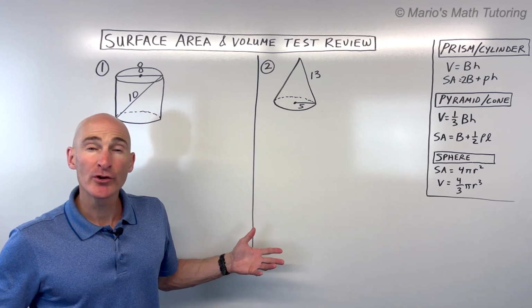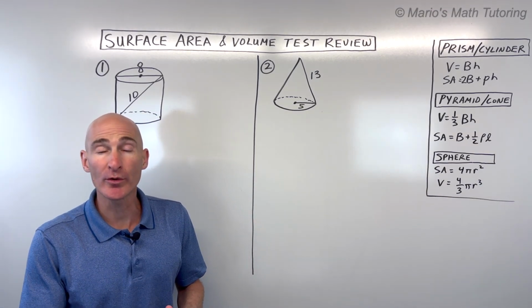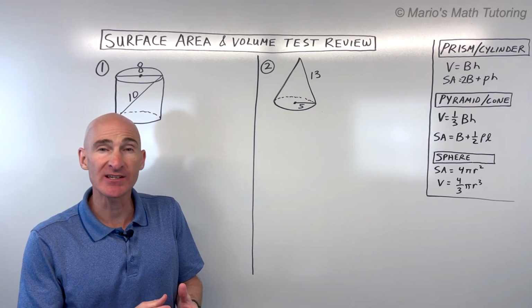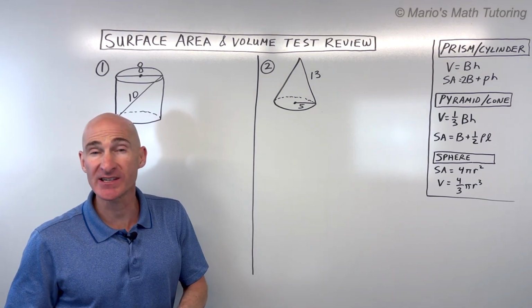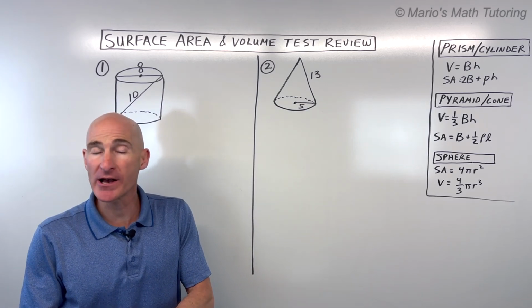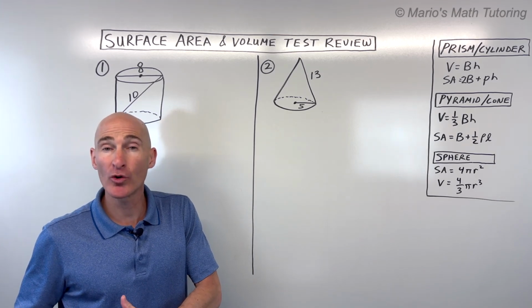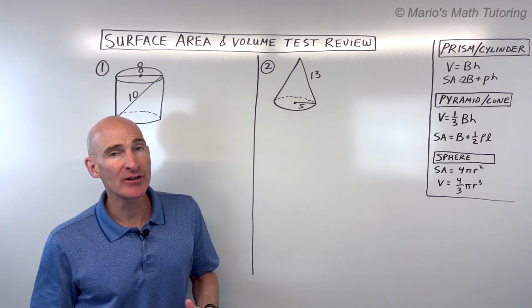In this video, we're going to go through a surface area and volume test review. We're going to be working with 3D shapes such as cylinders and cones and pyramids, etc. And we're going to go through 10 questions together. So I encourage you to pause the video, see if you can do these problems on your own, and then of course you can check them and we'll go through them together. So let's dive into this first example.